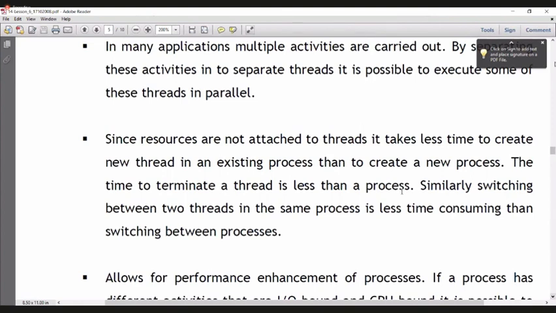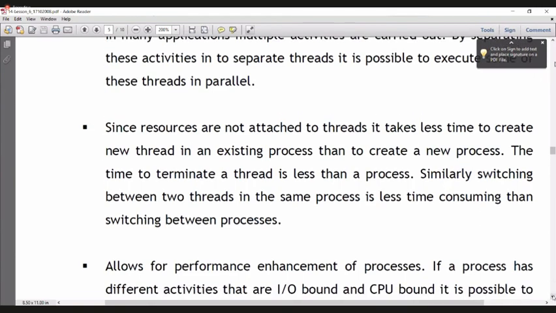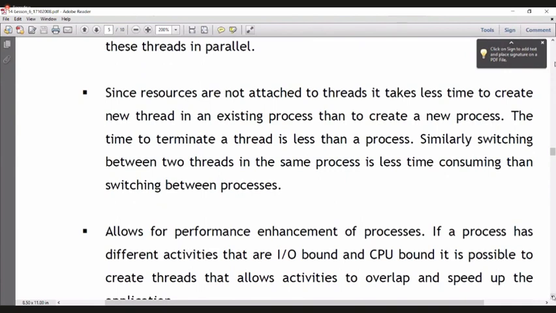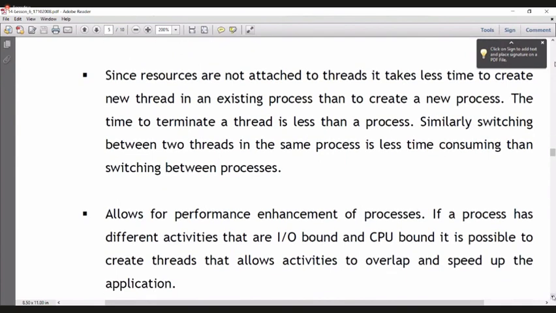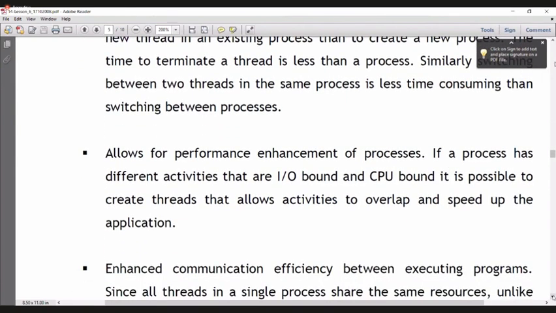Similarly, switching between two threads in the same process is less time consuming than switching between processes. When you switch the CPU, you have to save certain things and load certain things. Since threads are very limited, lightweight processes, handling thread switching is easier compared to process switching. Thread switching is easier and faster.